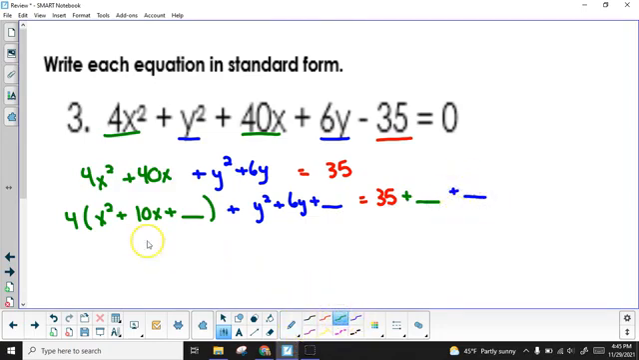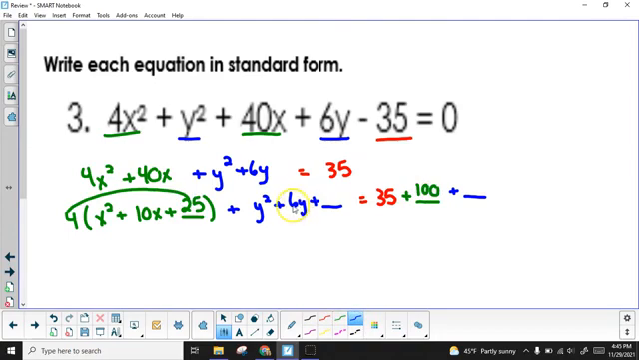So for our x's, we're going to take half of this 10, which is 5. 5 squared is 25. That goes in this blank right here. But don't forget about this 4 out front. This is really 4 times 25, so we've really added 100 to the left-hand side. So we need to add 100 to the right-hand side.